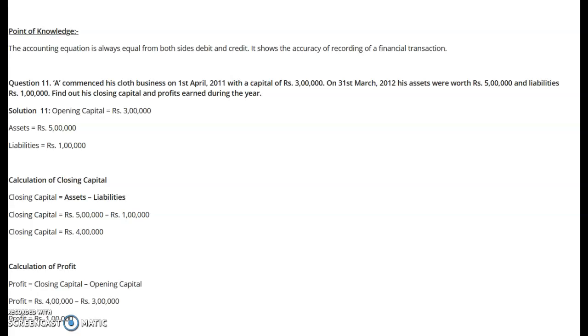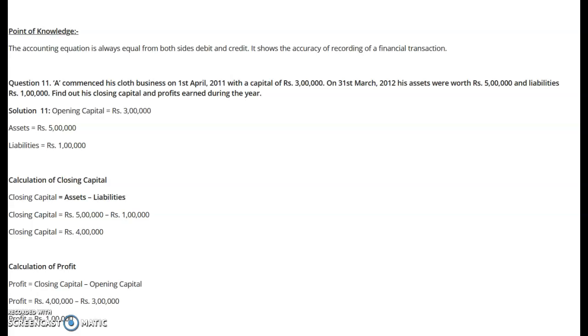Now see the solution. Opening capital is given, 3 lakh. Assets balance on closing date is given, 5 lakh. Liability balance is given, 1 lakh. First of all we have to find out the balance of the closing capital. How will you find it out? From assets, if we deduct the amount of liabilities, the result will be the closing capital. Very simple. The total assets are rupees 5 lakh, liabilities are rupees 1 lakh, so the closing capital balance is rupees 4 lakh.